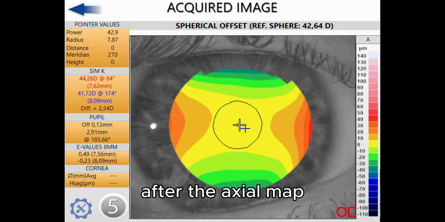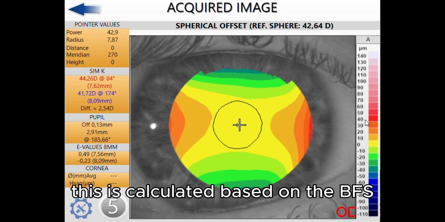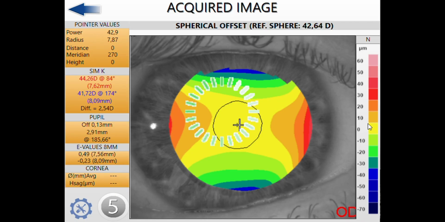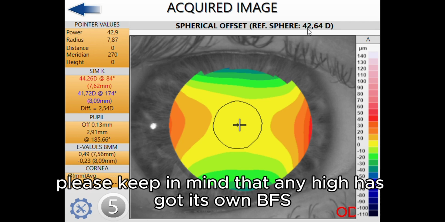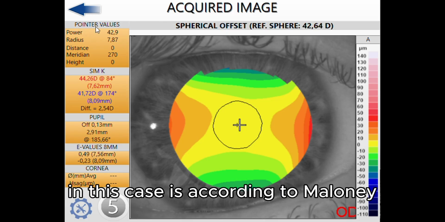After the axial map, we can have a spherical offset or an elevation map. This is calculated based on the BFS calculated for this eye that you can see up there. That is 42.64. Please keep in mind that any eye has its own BFS, according to different calculations. In this case, it is according to Maloney.